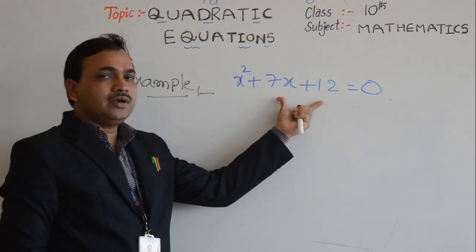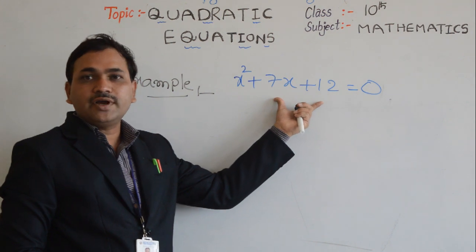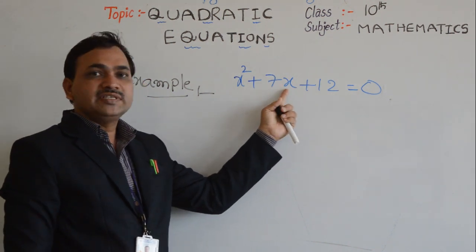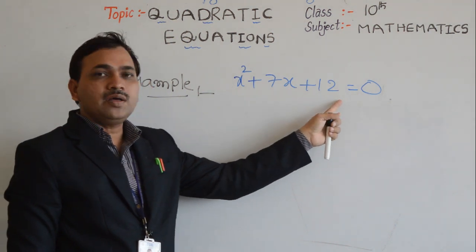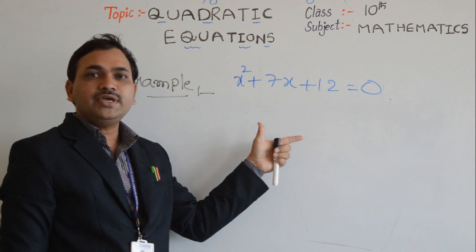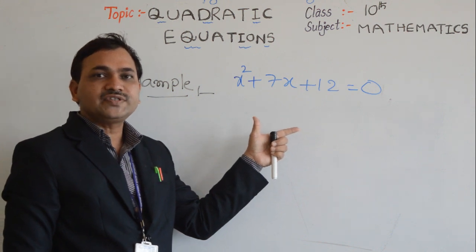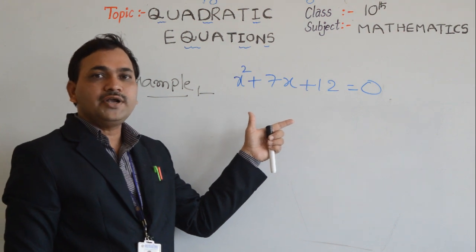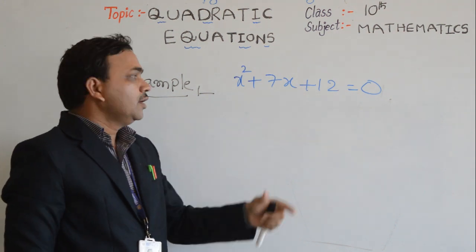How many terms are there here? 3 terms are there. What is the first term? X square. What is the second term? 7x. What is the third term? 12. So in these 3 terms we should find out the roots of the given expression or quadratic equation.